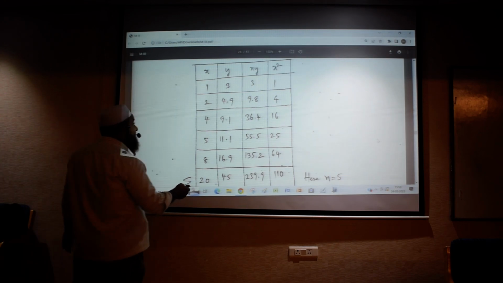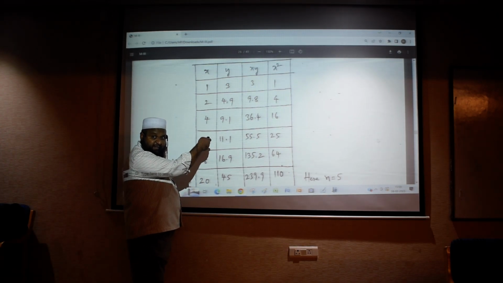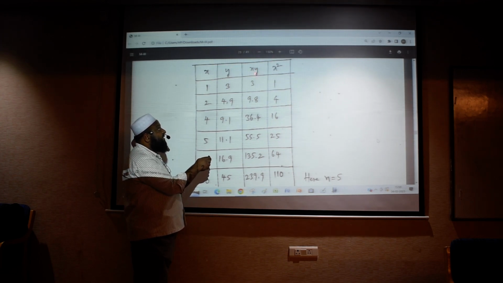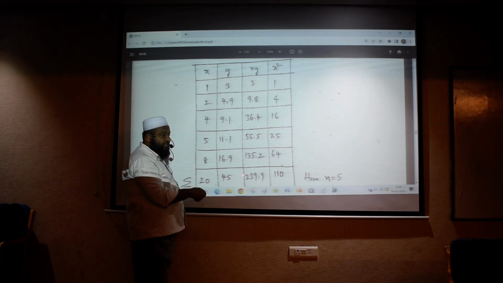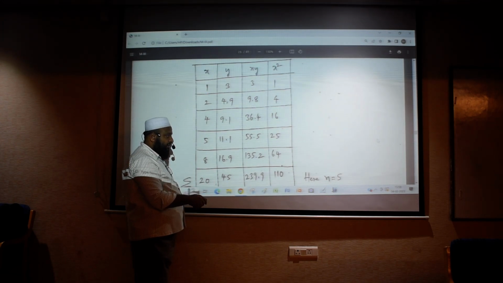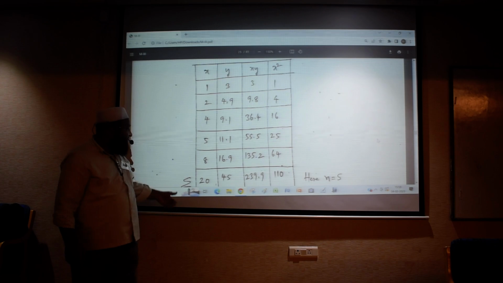Do I need to explain the table or not? No need, sir. Very good. This is available. This is xy, meaning x into y, 1 into 3, this one. Yes, sir. And x square, that is 1 square, 2 square. Yes, sir. Ready.